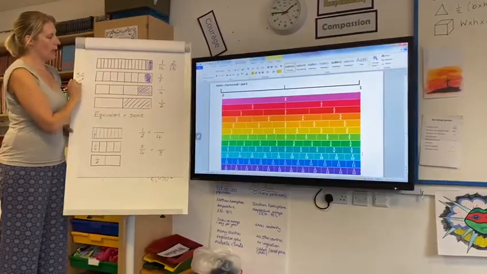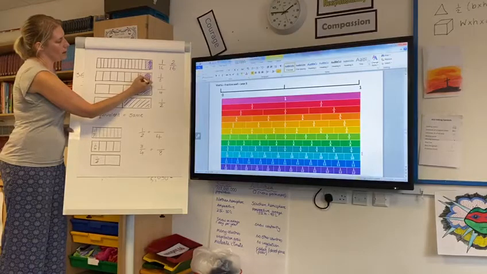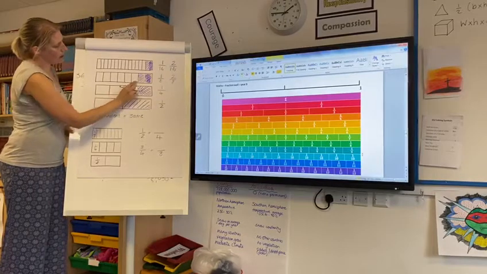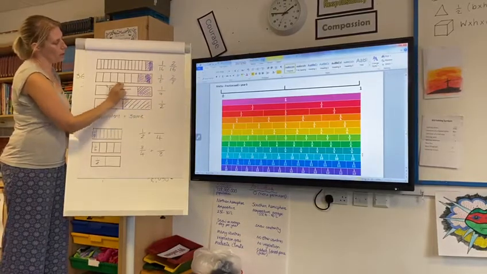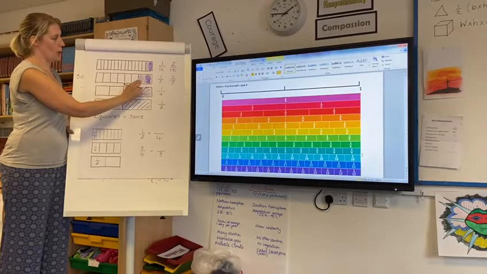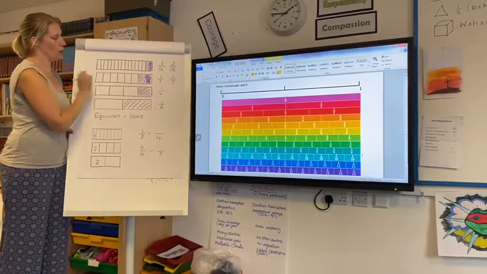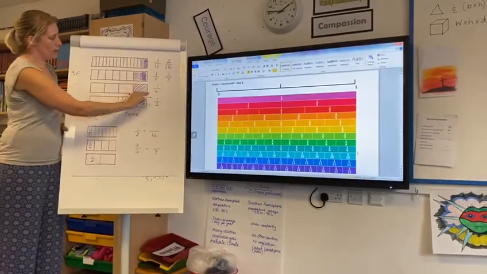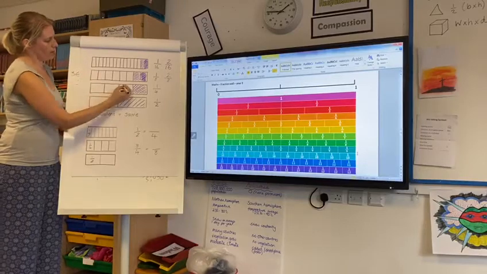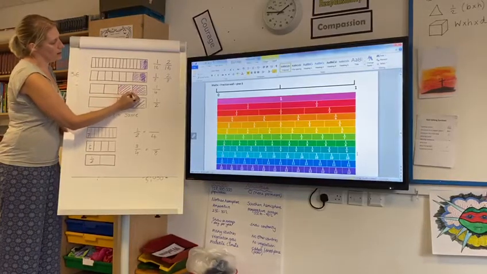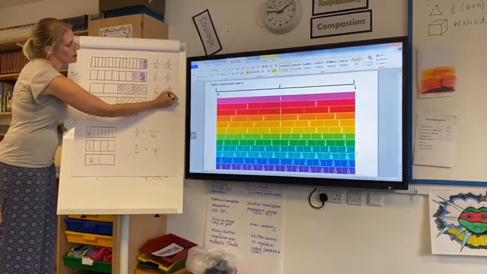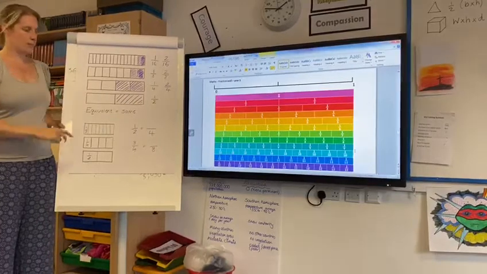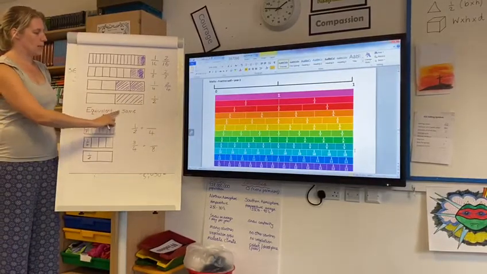I can do the same with my 1/8. If I colour in another, I've now coloured in 2/8. And it looks the same as my bar below. This means that 2/8 is equivalent to 1/4. And I'm going to do the same with my final bar. Split into quarters, I've coloured in 1, I'm going to colour in another. I've now coloured in 2/4, which is equivalent, the same as 1/2. So we just need to remember that equivalent means the same.